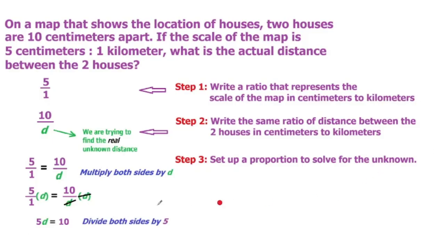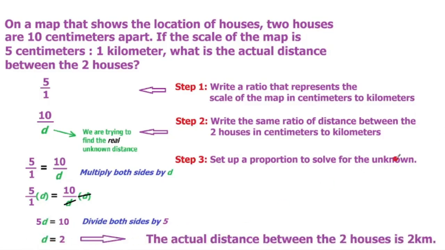So now we divide both sides by 5 so that we could get d on its own here on this side of the equation. So when we divide both sides by 5, we're left with d equals 2. So the actual distance between the two houses is 2 kilometers. And that's it. That's how you do that type of problem.